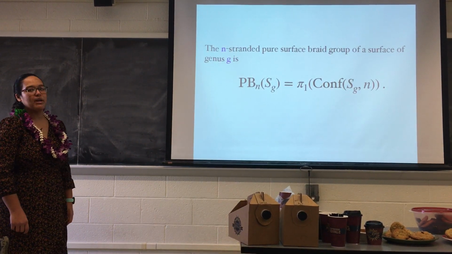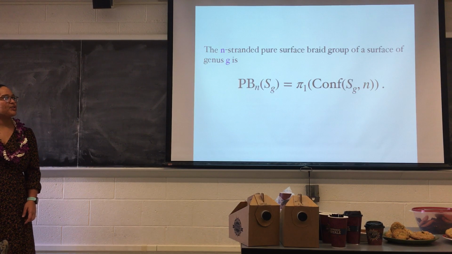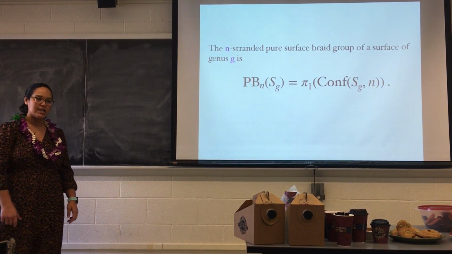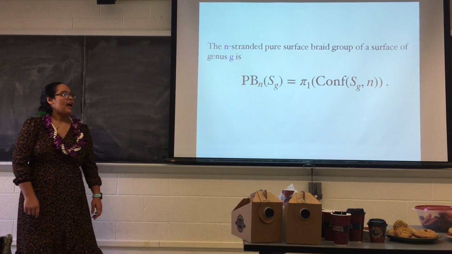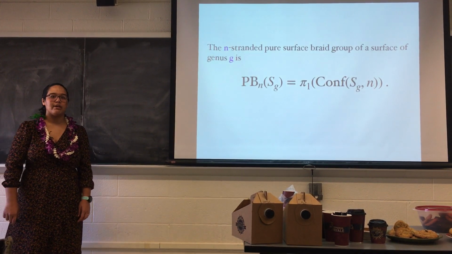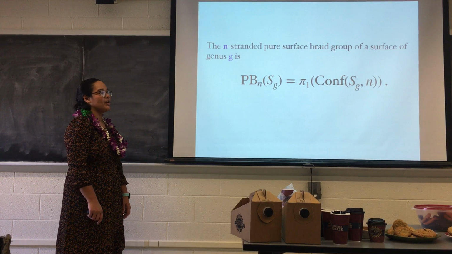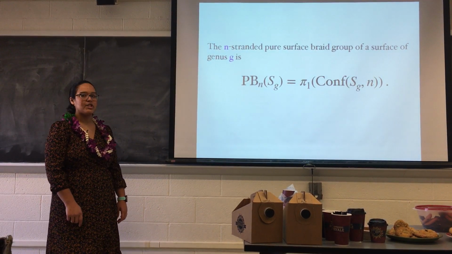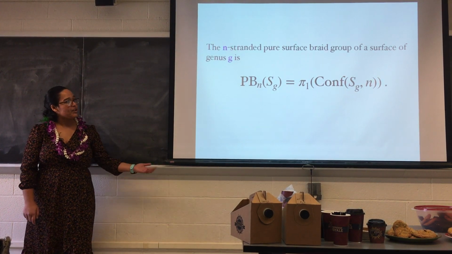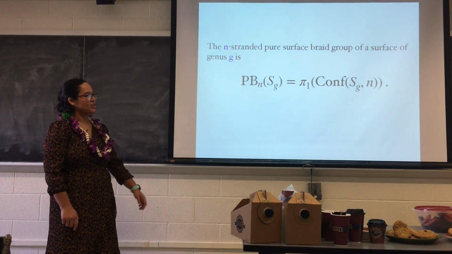So the main object that I'm going to be talking about is the n-stranded pure surface braid group of a surface of genus G. And I'm going to denote that by PB sub n of S_G. And I'll define it to be the fundamental group of the configuration space of n points on a surface of genus G. And by the configuration space of n points on a surface of genus G, I mean distinct ordered n-tuples of points on a surface.